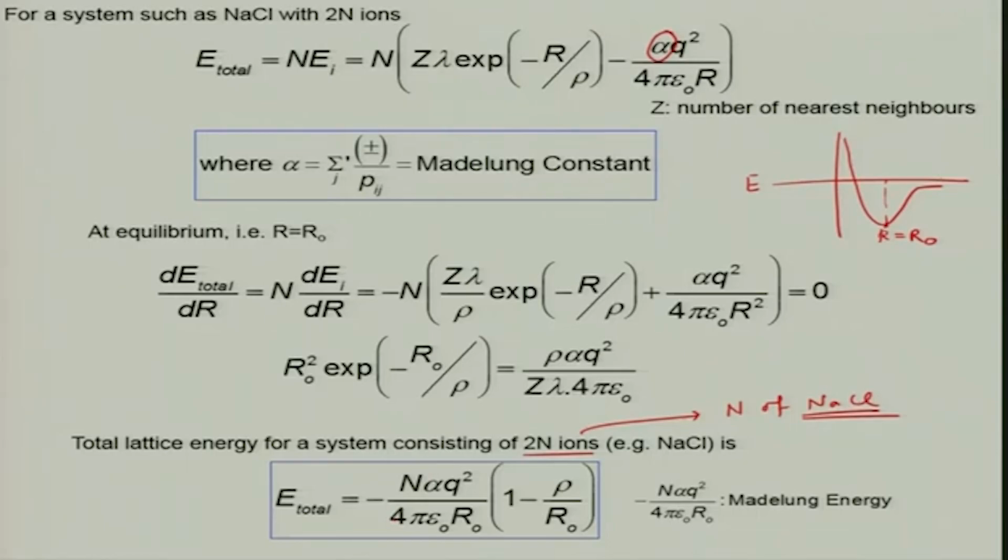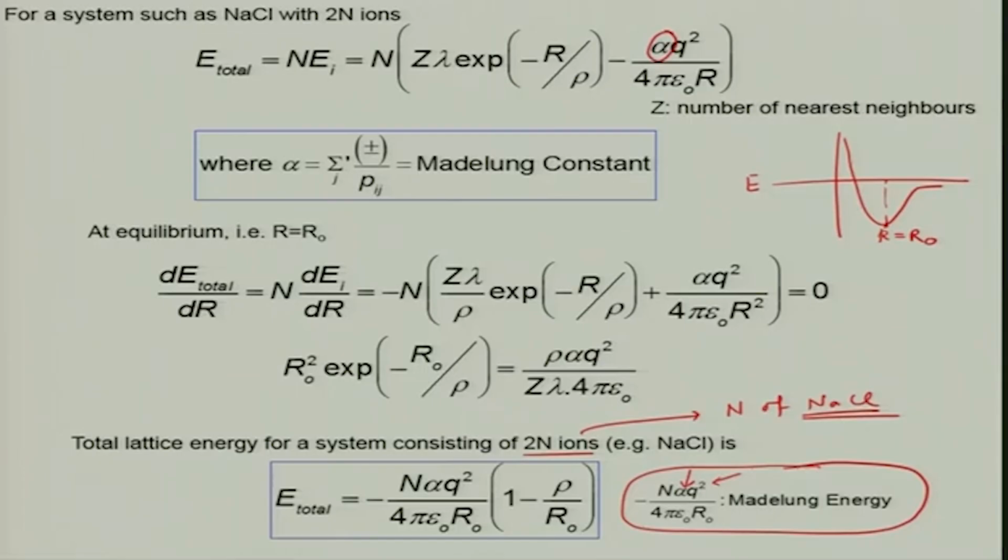minus of n alpha q square divided by 4 pi epsilon naught R naught into 1 minus rho divided by R naught, and this minus of n alpha q square divided by 4 pi epsilon naught R naught is called the Madelung energy, and this is basically a signature of a bond strength in a system. So, you can see that it depends upon the Madelung constant. So, the higher the Madelung constant is, the more negative the Madelung energy is, and the higher the value of q is, the more negative the energy is. The higher the bond strength is, the more negative the bond energy is.